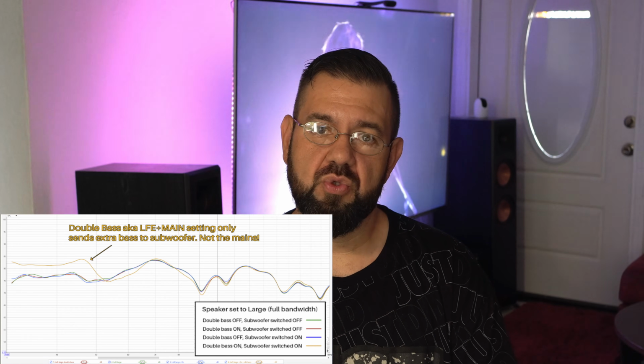You can also send low frequencies from the mains to the subwoofer if you defeat the speaker crossover by setting them to large, aka full bandwidth. With this setting, you can still send audio as if the crossover was still on. For movies, turn this off.